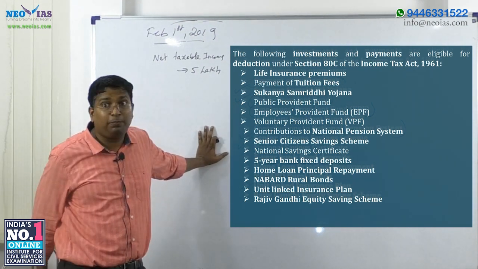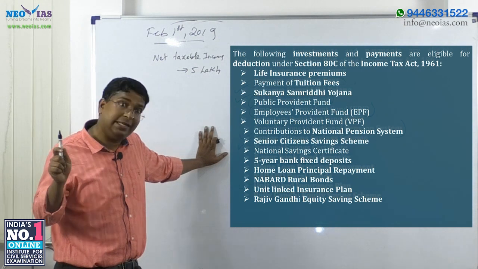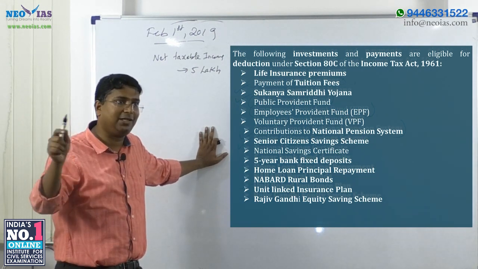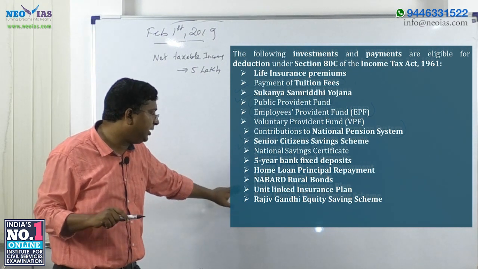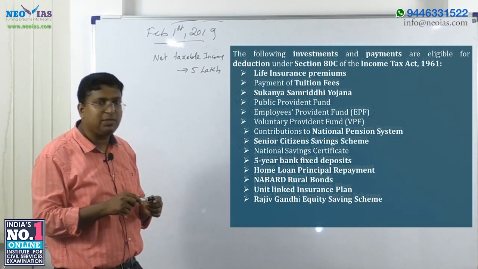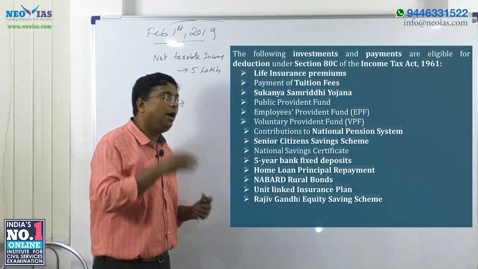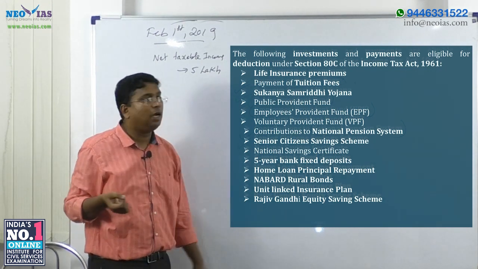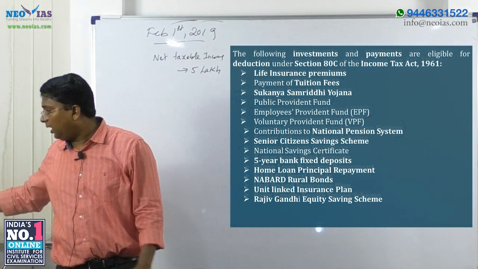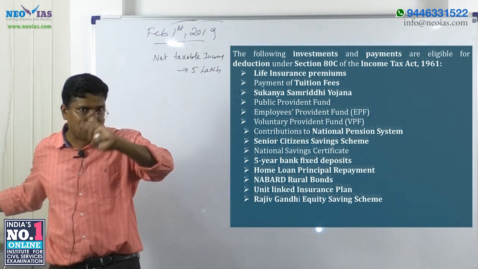Then home loan, if principal repayment, not interest. For interest received, there is another deduction. For interest up to 2 lakh, you can claim it. NABARD, ULIP, I'll explain what it is. Then Rajiv Gandhi Equity Savings Scheme is there. Actually, in order to promote people to invest in the stock exchange, this scheme has been included. So all these come under this, so you can write it down. Don't learn it by heart, just connect it, relate it.